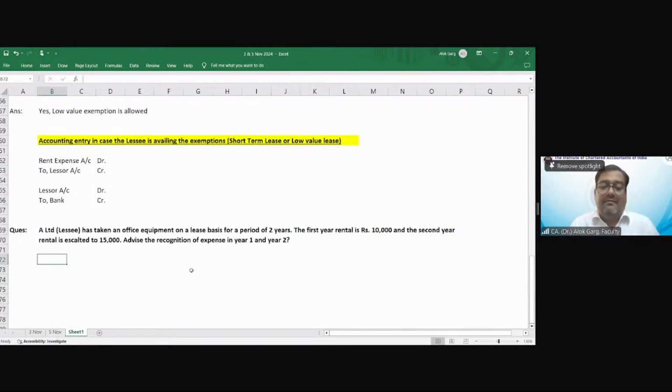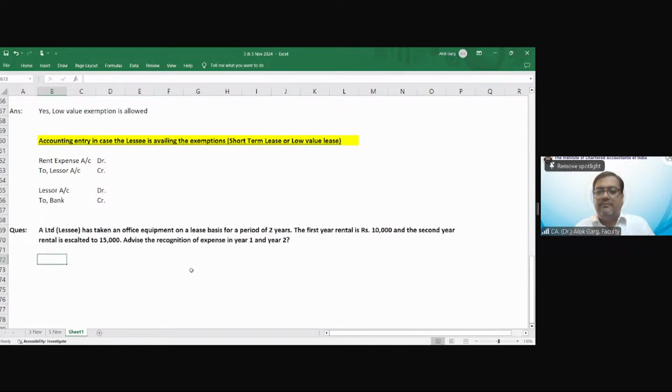Tell me, what is the rent expense in year 1 and year 2? Friend, the standard says that when you are taking this exemption, you have to recognize your rental expense on a straight line basis, or another systematic basis. So when you have entered into a non-cancelable lease contract of 2 years, what is your total expense in 2 years?